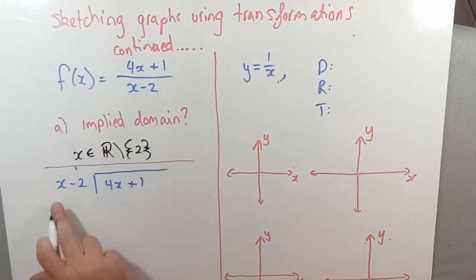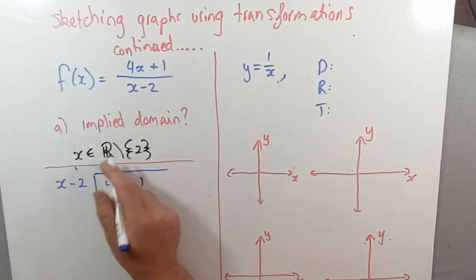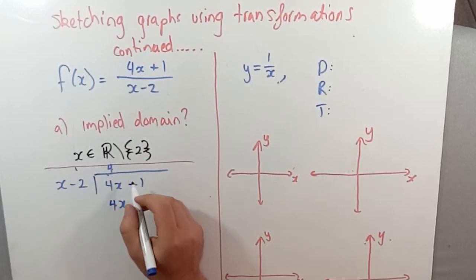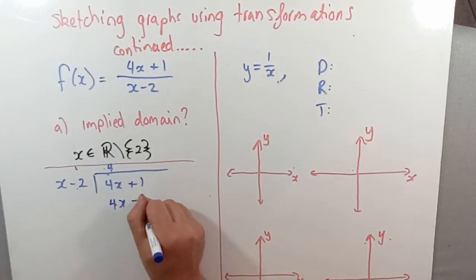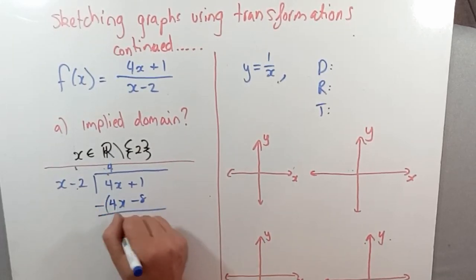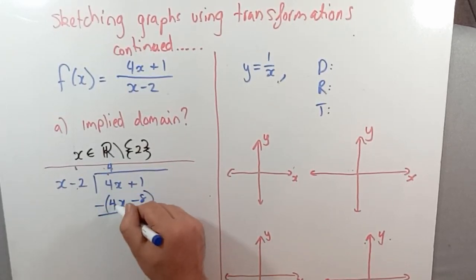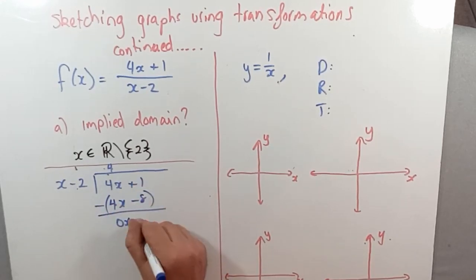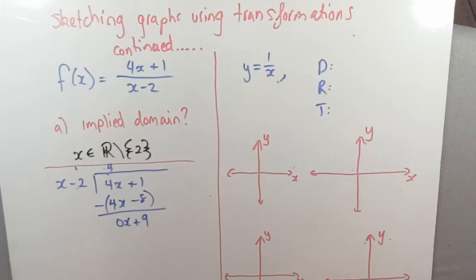4x plus 1 goes in 4 times. 4 times x is 4x. 4 times negative 2 is negative 8. I minus them away from each other. 4x minus 4x is 0x. 1 plus 8 is 9. Okay, so now I'm done. That's the whole long division.